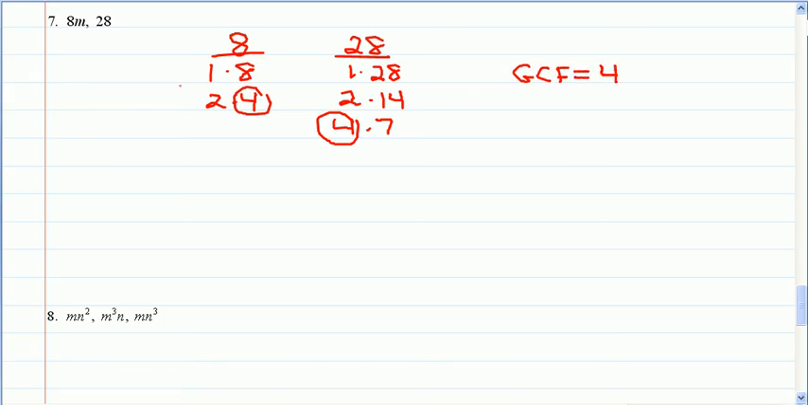Now the problem with this one, or the difference between this one and the last two examples we did, is that only one of the terms has a variable. The 28 does not have a variable. So since only one of the terms has the letter m, you cannot include it in the greatest common factor. Both terms have to have that letter when you take the lower of the two powers. If they don't, then you don't include it in the greatest common factor. So therefore this one only has a greatest common factor of 4. You don't include the m because the 28 does not have an m attached to it.